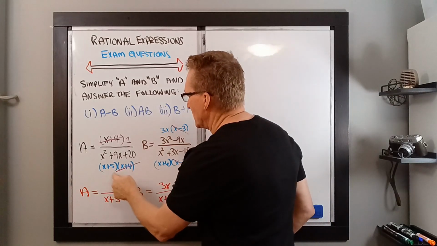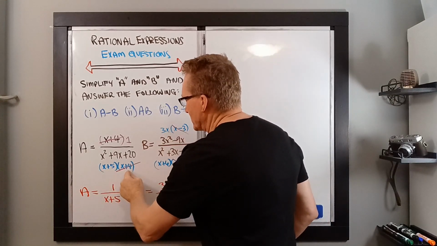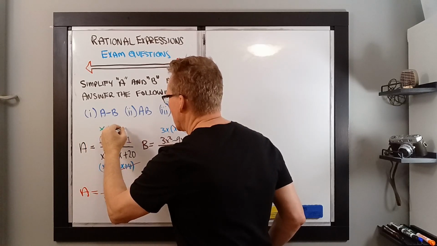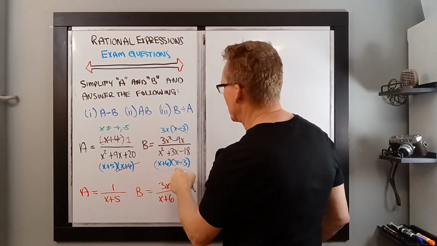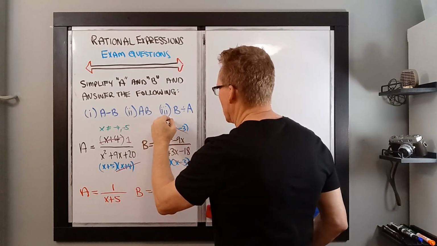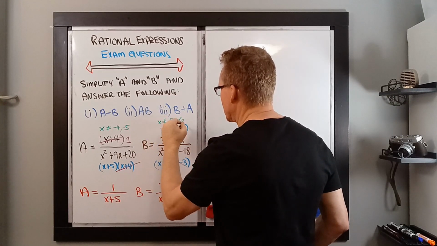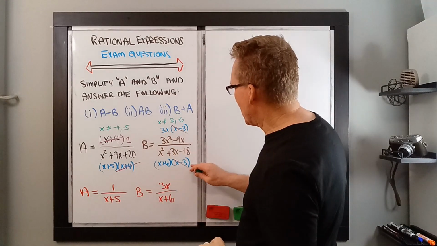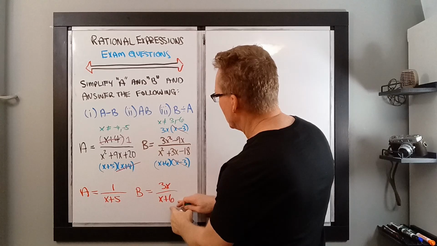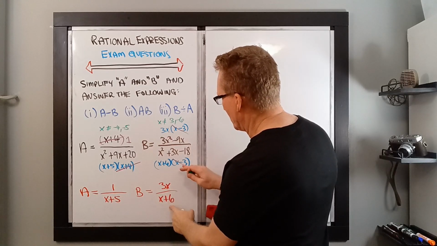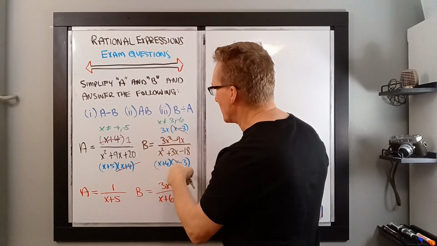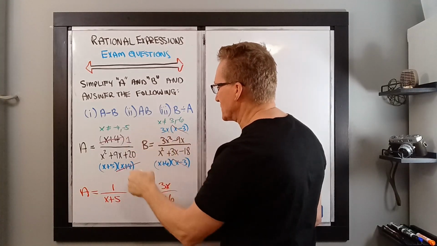For this one here, the non-permissible values are minus 4 and minus 5. x does not equal minus 4 and minus 5 for this one. For this one over here, you have two different values. You have x does not equal 3 and minus 6. Hopefully you can see that. I wrote them up here. Even though we canceled the x minus 3 and we don't have it in the denominator here, we still have to check for non-permissible values before we cancel anything. So I've just written those in there so we have them handy.